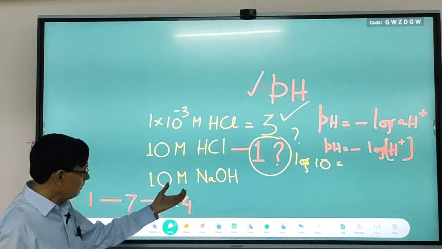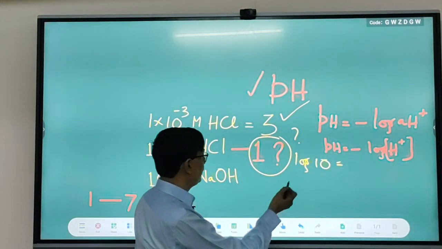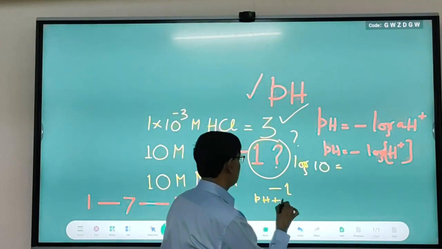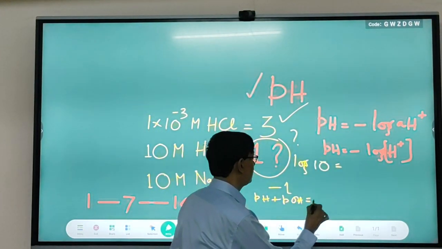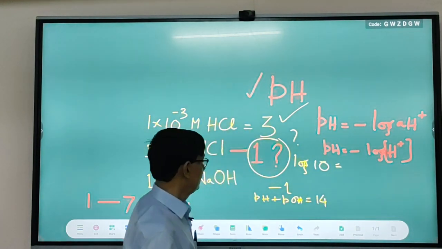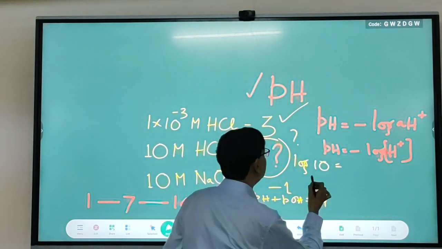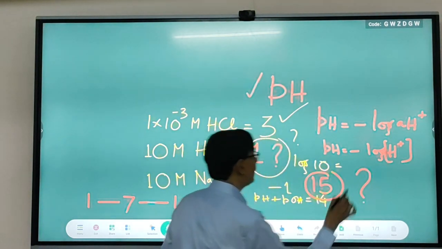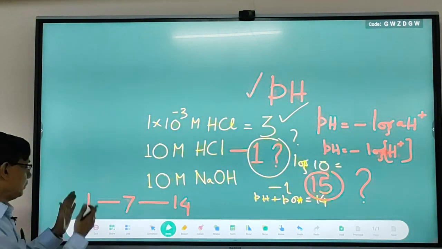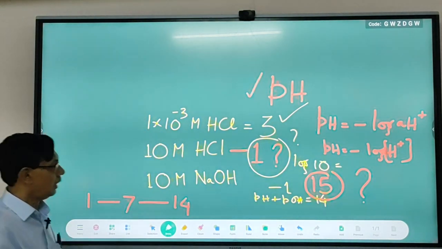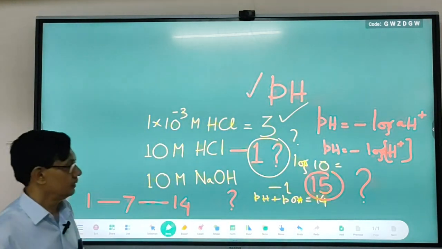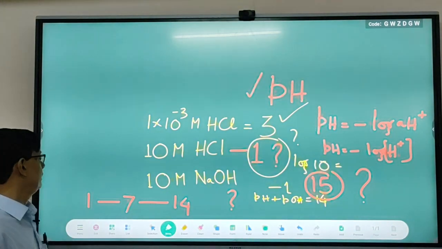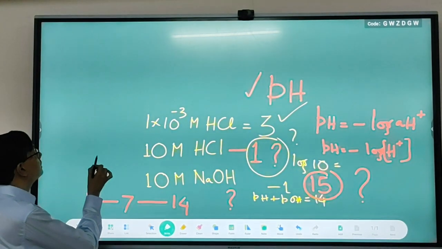Second, same thing, minus log of OH is equal to minus 1, and pH plus pOH, you all know, is equal to 14. So here pH is equal to 15. So again there is a big question mark. That means how do we explain this very unusual behavior?